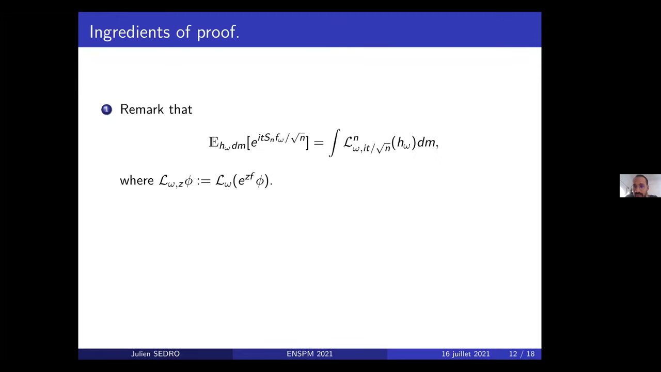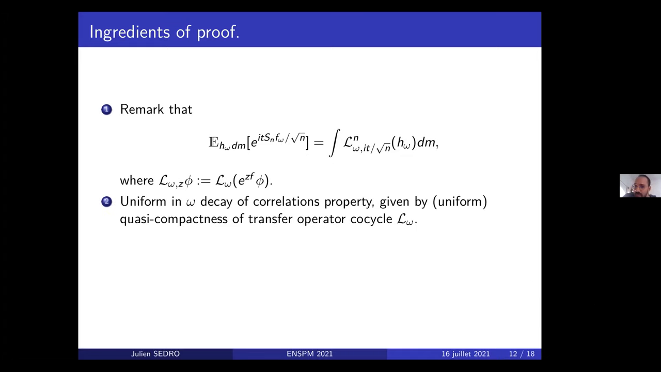So now what are the key ideas behind this theorem? Well, they are the same ideas that I showed you before for deterministic dynamics. You represent the expectation with respect to your equivariant measure of your characteristic function as an integral of some twisted transfer operator cocycle. So it is the same formula, but for the cocycle you look at some weighted transfer operator. You use the uniform in omega decay of correlation property, which will be given by some uniform quasi-compactness for the transfer operator cocycle at omega.